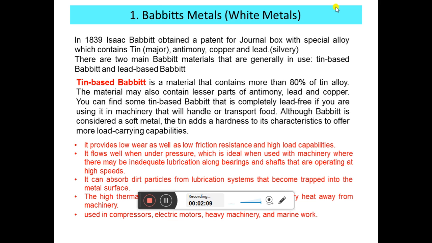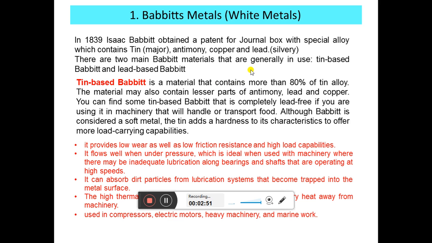These babbitt metals are also alloys, and they contain mainly tin as the major constituent. Along with the tin, there are antimony, copper and lead as minor constituents. Combined, they become an alloy in silvery color, that's why it is called white metal, and since it was discovered by Sir Babbitt, it is named babbitt metals.